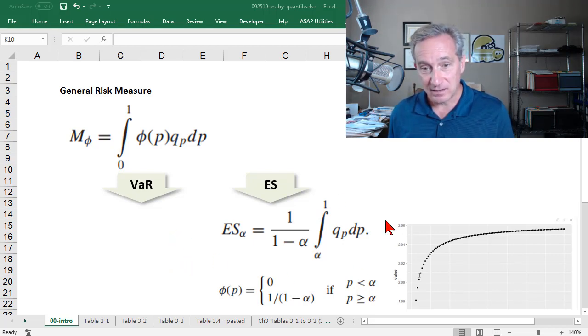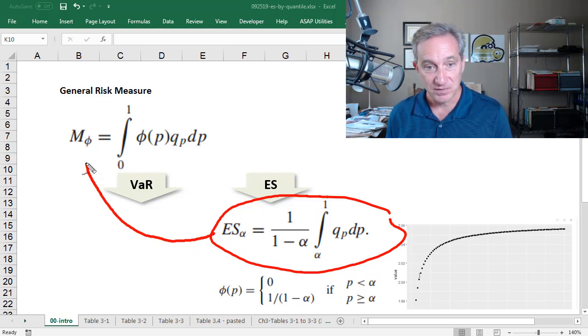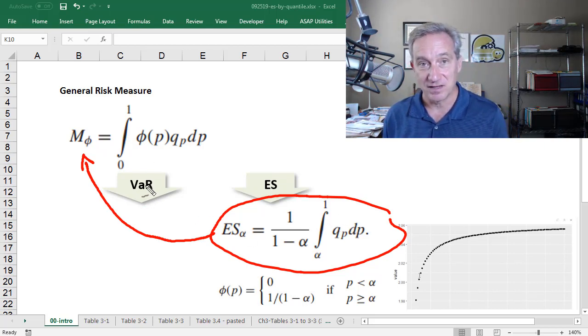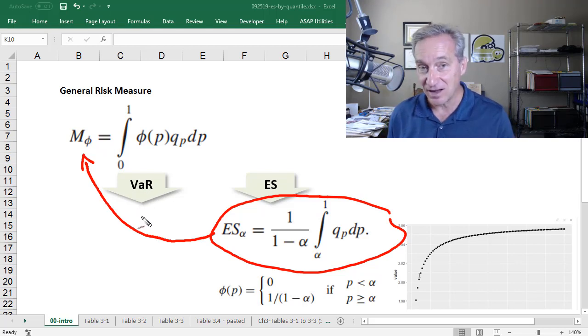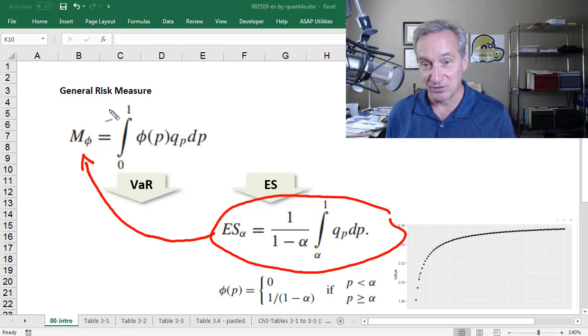So we'll look at this continuous distribution version of the expected shortfall, but I'm also going to put it in context and explain how it's a version of the general risk measure that is coherent because it is spectral, and I'll show you why VaR is not coherent because it's not spectral, despite the fact that it is also a special case of the general risk measure.